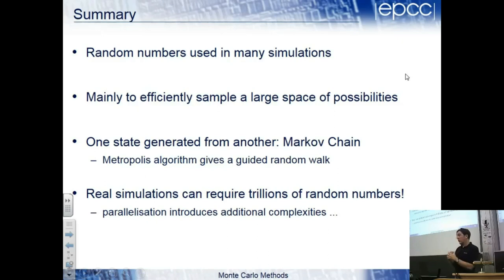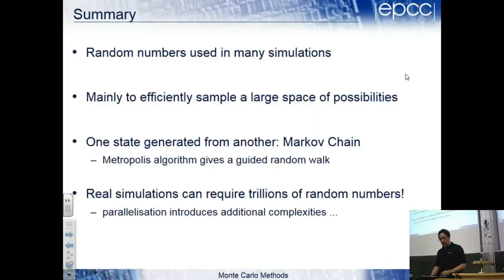You might say, why not just generate all random numbers on a single processor? Well, that's going to be a serial bottleneck. You could have a reproducible simulation by saying, whenever I want a random number, I'll go to a processor, and that processor will give me the next number in the sequence. But that clearly creates an enormous bottleneck. And so that does induce additional complexities.